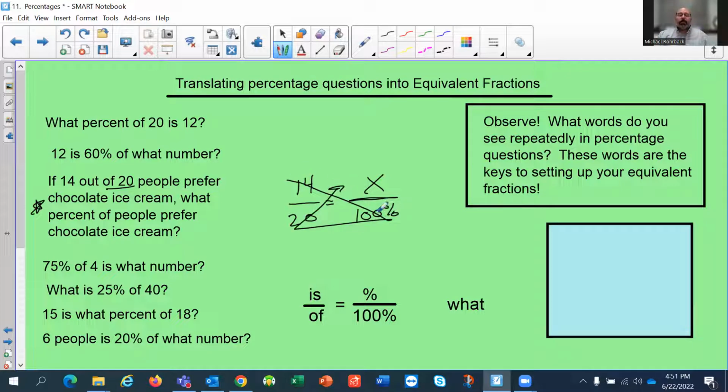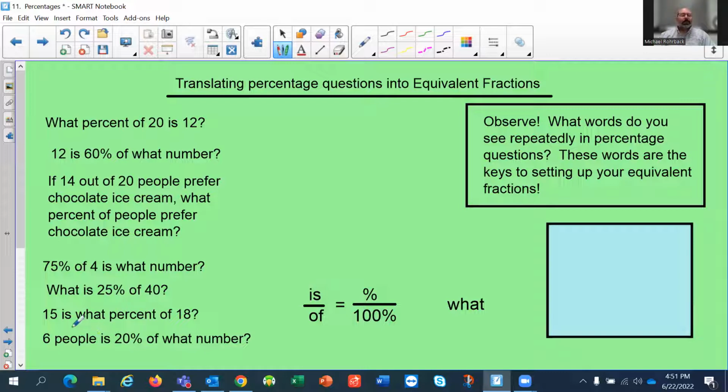So you're going to multiply the 14 and the 100. You're going to divide by the 20, and that's going to give you your missing number. So 14 times 100 is 1400. Divide by 20, 70. So that says in this question, 70% of these 20 people like chocolate ice cream. Piece of cake. Well, ice cream is not a piece of cake, but you know what I'm saying. All right, so we're going to pick just one more of these.